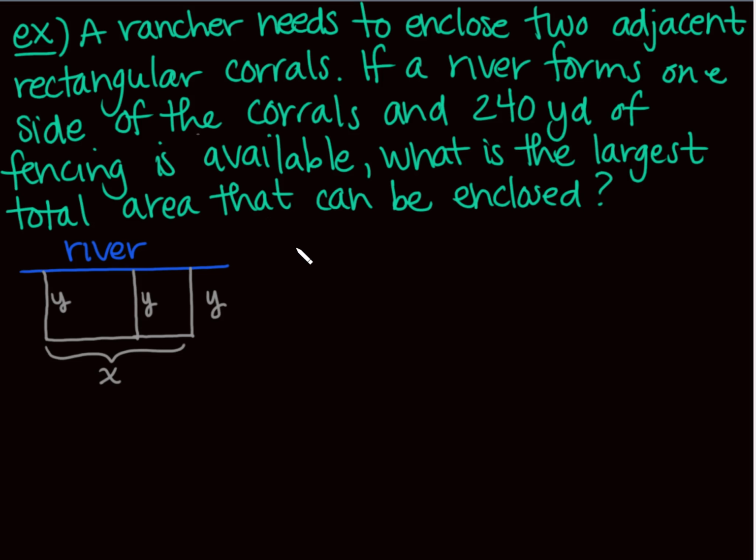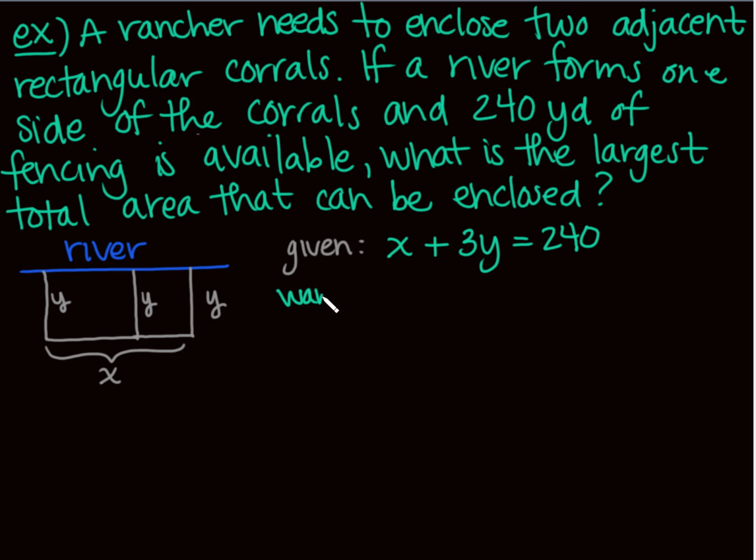And what do I know? So what is given in this case? I know that I have 240 yards of fencing. So let's add up all the fencing that I have. I know that x plus how many y's? 1, 2, 3. 3y must equal 240. That's what I know, you guys. I know that I have that much fencing.